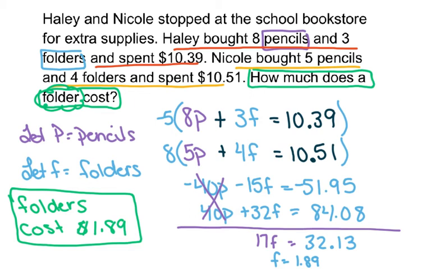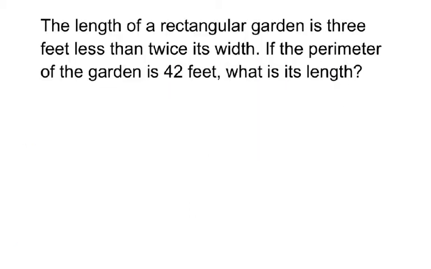Okay, let's take a look at another example. Here, the length of a rectangular garden is 3 feet less than twice its width. If the perimeter of the garden is 42 feet, what is the length?